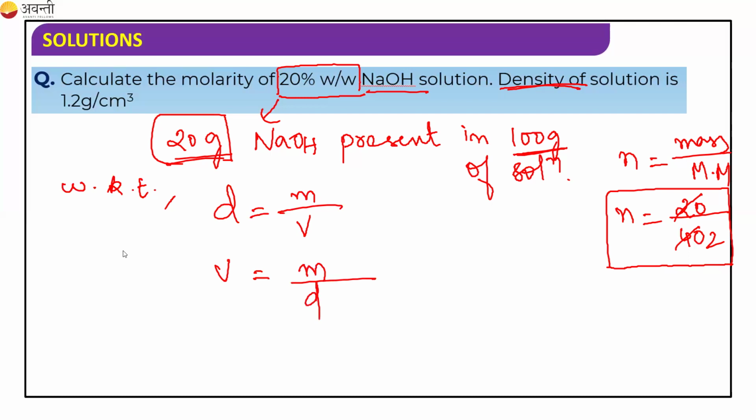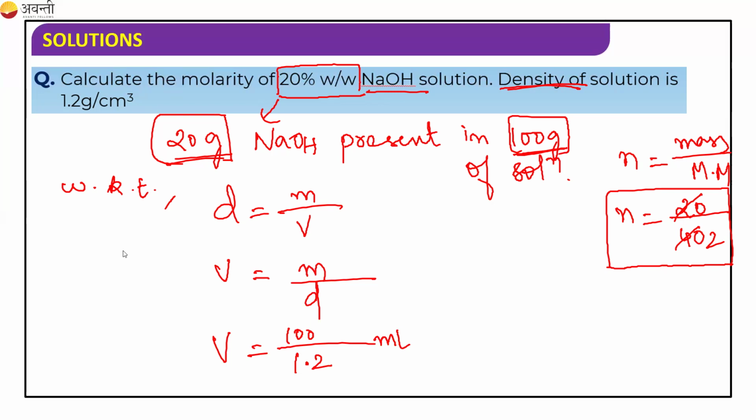So what is the given mass? It is 100 gram. 100 gram is the mass of the solution, divided by the density of the solution, which is 1.2 gram per centimeter cube. If we divide these two, volume is 8.33. Very good. So the volume of the solution is now given in terms of milliliter here.